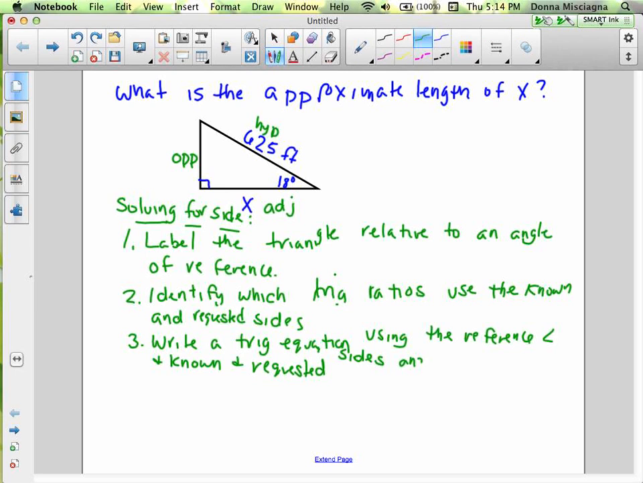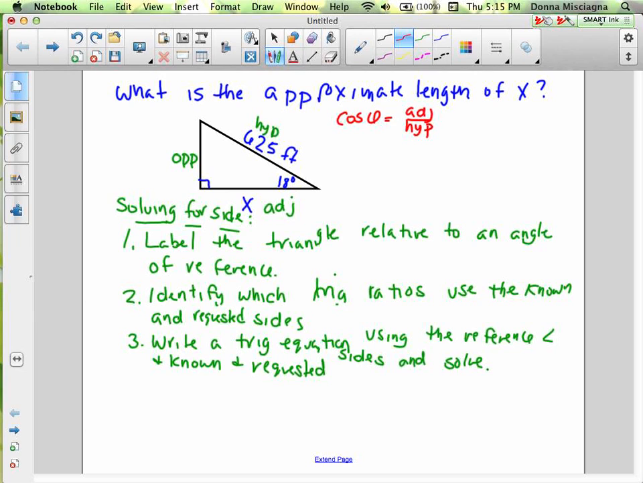And solve. All right, so I'm going to solve up here. We've already labeled the triangle relative to an angle of reference. Now we need to identify the trig ratio. So it uses adjacent and hypotenuse. That would be cosine. Cosine, as a reminder, is adjacent over hypotenuse, and we need to have the cosine of something. Cosine's an operation. So cosine theta equals adjacent over hypotenuse. And we use that as a model to write our equation.